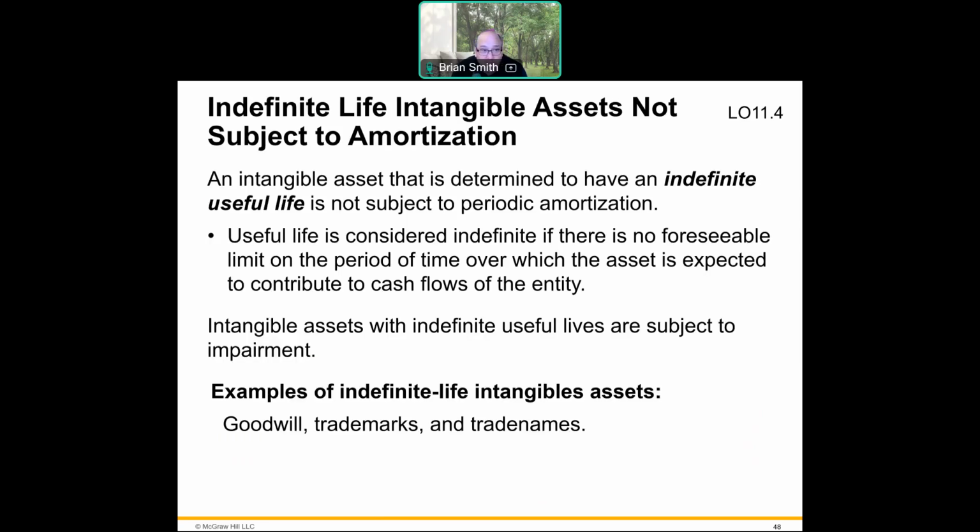Okay, indefinite life. In other words, we do not know what our useful life will be. Okay, we don't know. All we're going to do is test for impairment. In other words, we're going to see if it's still good. If it's not good, we'll do some impairment. If it is good, we'll just leave it alone. Trademarks, trade names, goodwill, all that stuff are indefinite. We can have them forever.